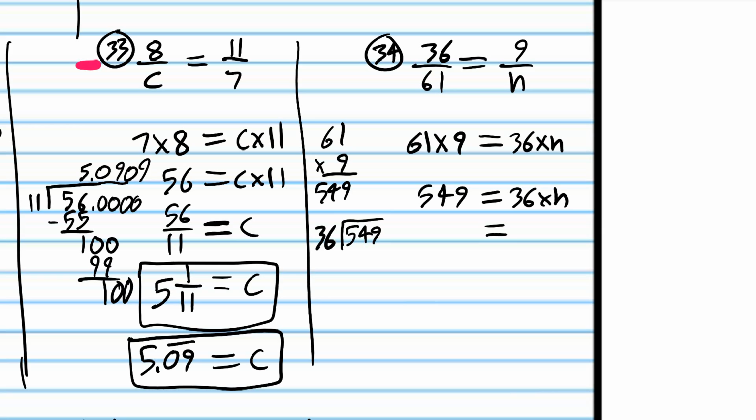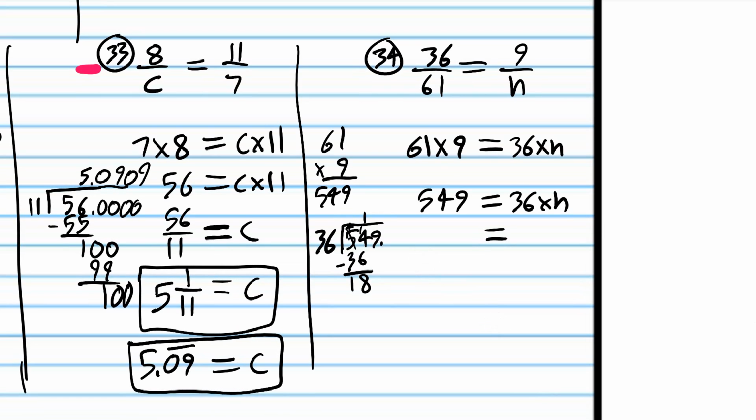So 36 doesn't go into 5, but it does go into 54. It goes in 1 time. 1 times 36 is 36. 54 minus 36, you can either do that in your head or you can use the borrowing method. We can't subtract 6 from 4, but we can cross out 5, make it a 4, and borrow 1 and give it to the 4. So we have 14 minus 6 is 8, and then 4 minus 3 is 1. Again, that's a 4 because we borrowed 1 from the 5. So now you have 18.